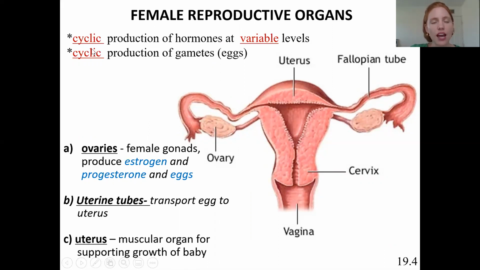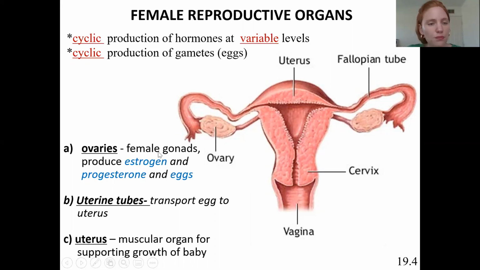One thing that I'd like you to notice that is different right off the bat is that for males, remember, everything was kind of held constant through adult life, so constant level of sperm production, constant level of testosterone levels. For females, those are going to be cyclical, so they're going to increase and decrease as we go through the female cycle.